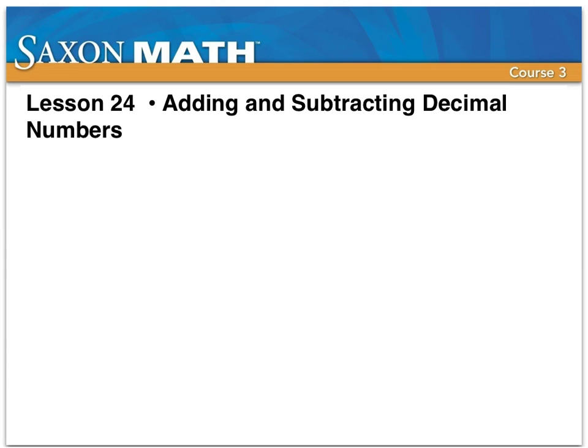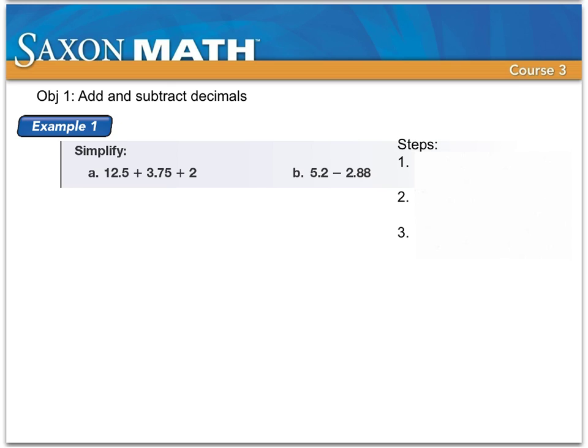Okay, lesson 24 is all about adding and subtracting decimal numbers. Let's get right to the examples. Okay, objective 1 is to add and subtract decimals. So our steps for adding and subtracting decimals are, first, to line up the decimal points in the numbers. So you're going to want to write these vertically or up and down.